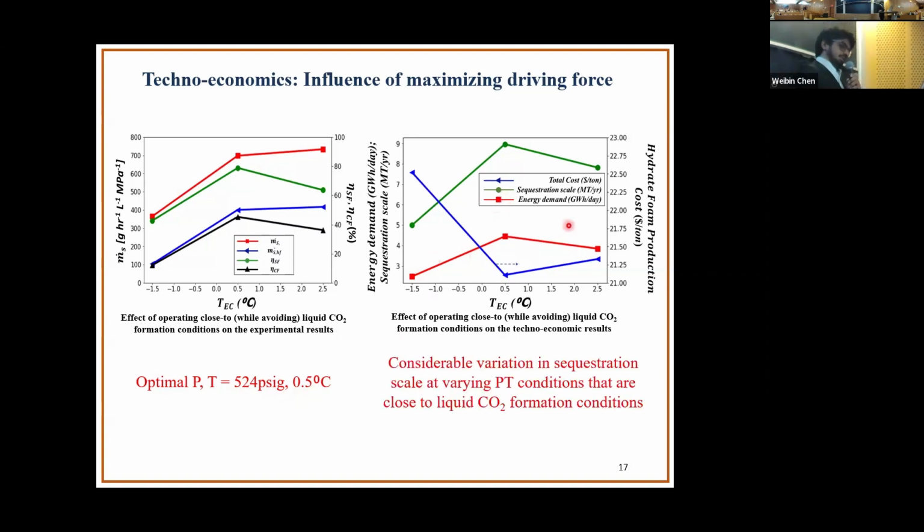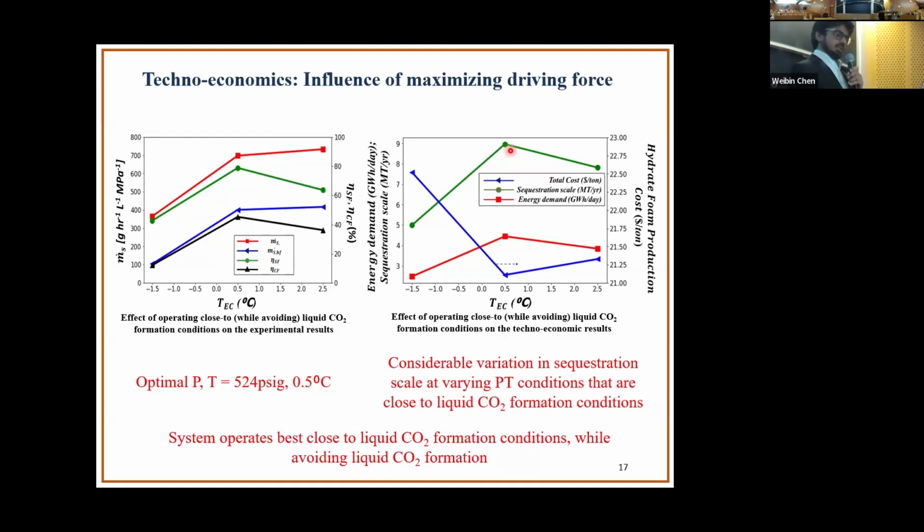Another thing to note is that in these conditions, the green curve is ranging from 5 to 10, which is about twice as much. But the blue curve, which is the cost per ton, is only changing from 22.5 to 21.5, less than 10%. So the cost per ton does not change as much with the changing operating conditions, but the scale of the project significantly increases. We also learned that the system operates best close to liquid CO2 formation conditions while avoiding them, essentially maximizing the benefits.